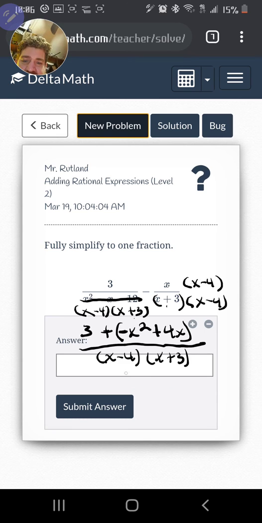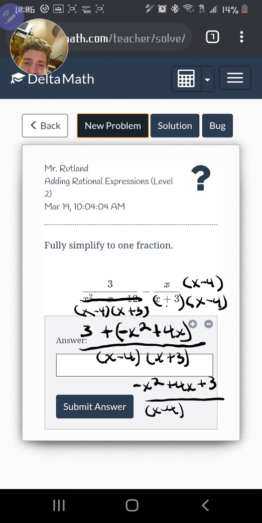Now, let's see how it works out. Combine any like terms, which I don't have any. I have negative x squared plus 4x plus 3 over x minus 4 times x plus 3. And that looks like a good answer. I don't think anything else reduces. Let's try it out. And let's see if we get it right. X squared plus 4x plus 3. And let's see. Yep.